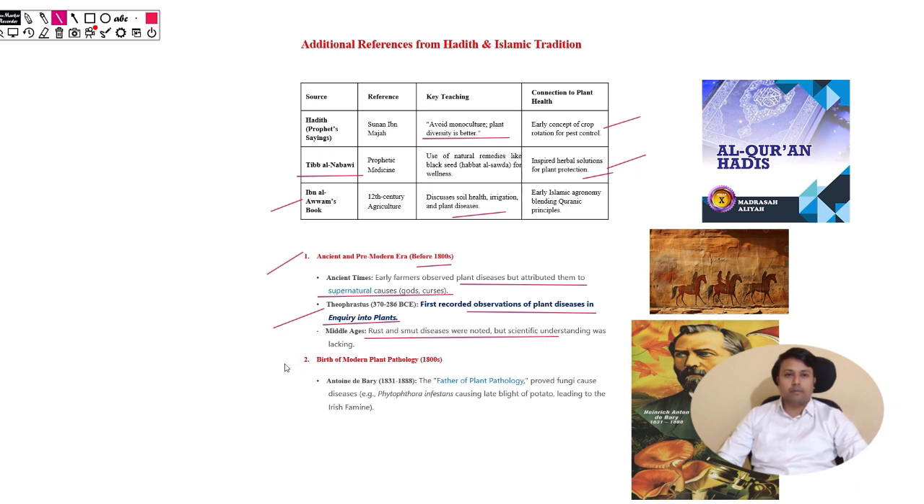Birth of modern plant pathology. Anton de Bary is known as the father of plant pathology. He proved that fungi cause diseases, in Phytophthora infestans. The fungus causes disease in potato, leading to the Irish famine.